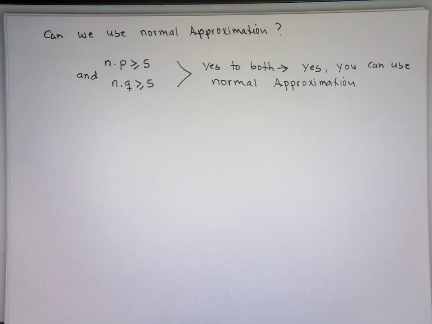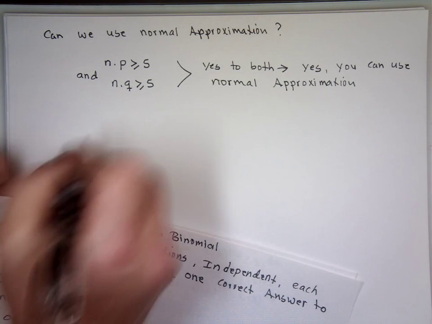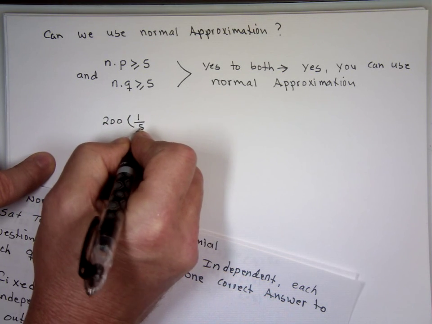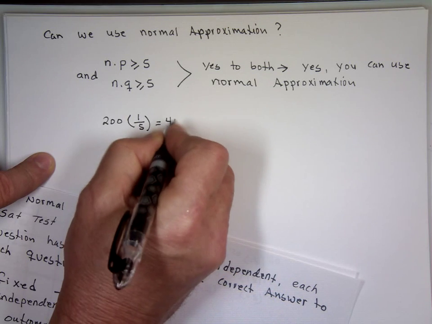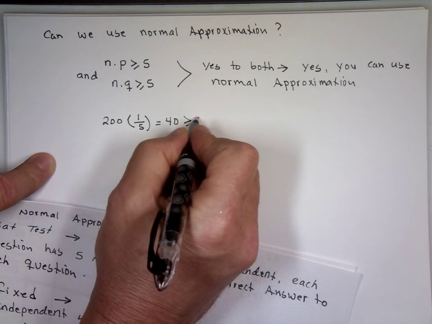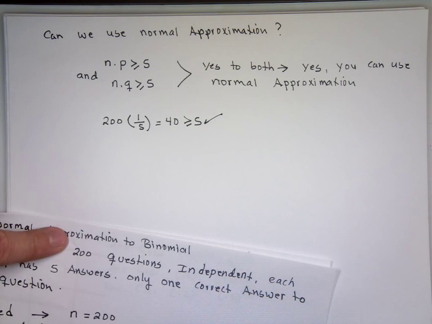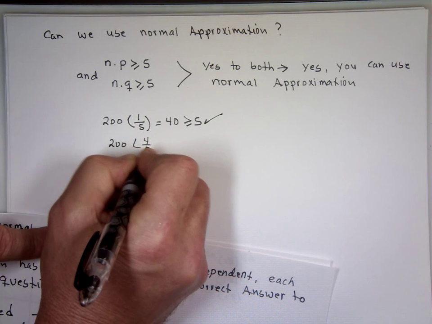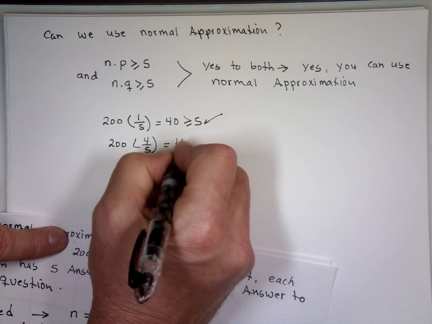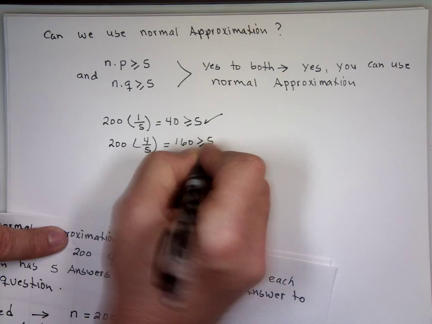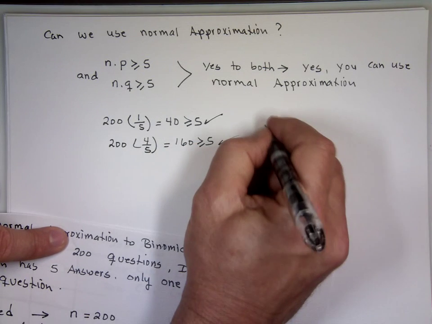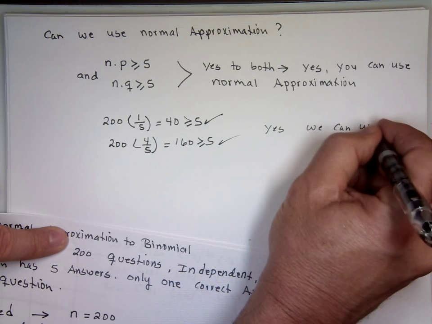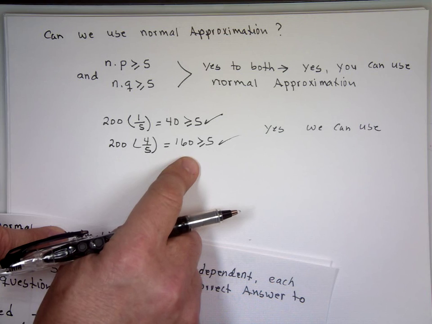So let's look at this example. N is 200. What was P? P is 1 out of 5. Isn't that 40? Which is much bigger than 5. So the first test is yes. And the second test, 200 times 4 over 5. Is that 160? Which is much bigger than 5. That says yes, we can use approximation. Both of these have to be greater than or equal to 5.